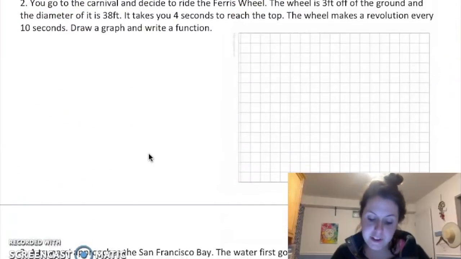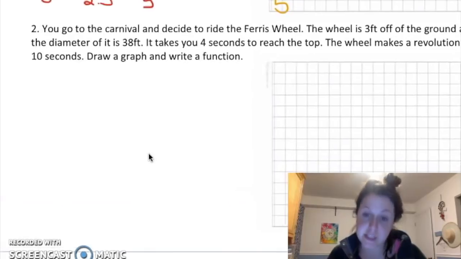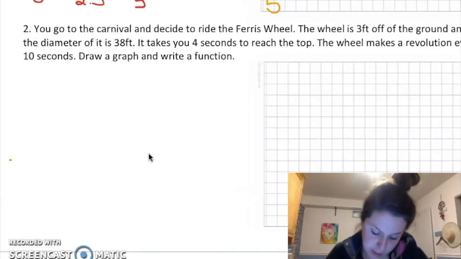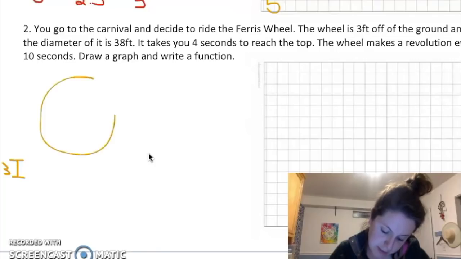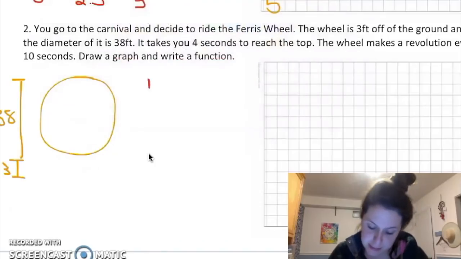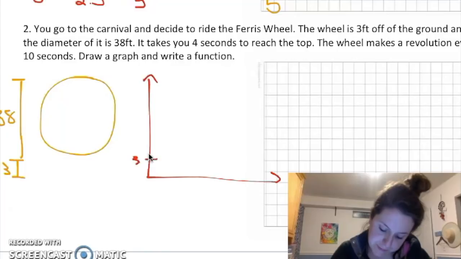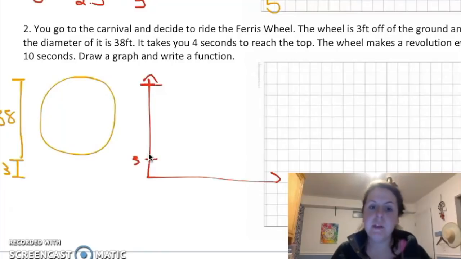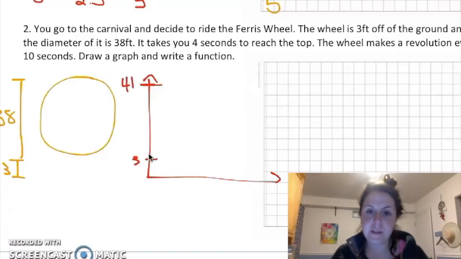Okay, you go to the carnival and decide to ride the Ferris wheel. The wheel is 3 feet off the ground and the diameter is 38. So let's see what I've got there. This is 3 feet, and then the diameter of the wheel is 38. So let's think about where that leaves us, thinking about sketching this graph. The minimum here would be at 3. The maximum, well, 38 plus 3 would be 41, right?